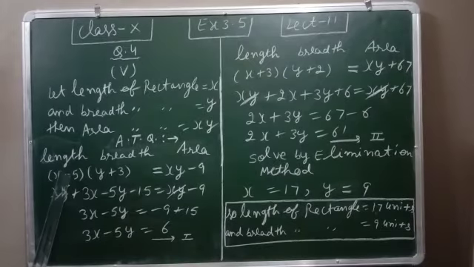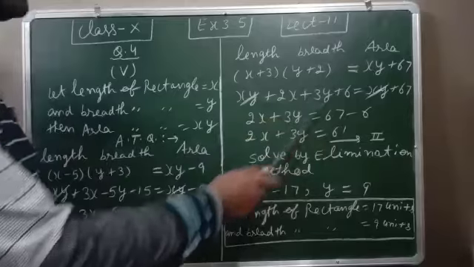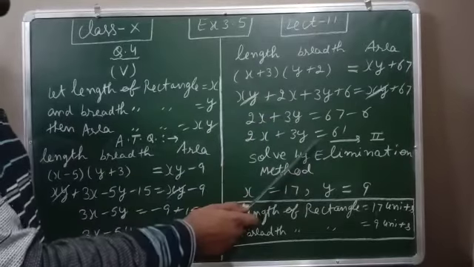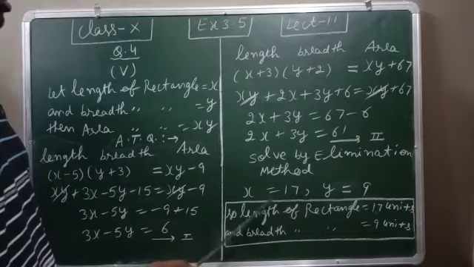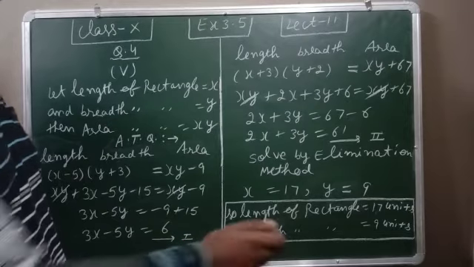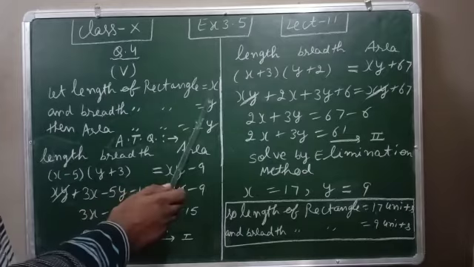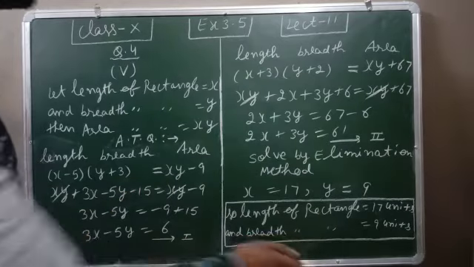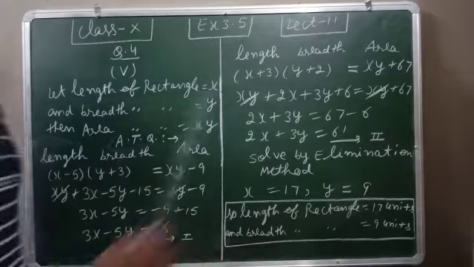So in the first equation, length decreases, breadth increases, area also decreases or reduces. In the second, length increases, breadth increases, area increases. So by solving this we get the second equation. Now we will solve these two equations by elimination method. x will be 17, y will be 9. So we will write the answer in words. Length of rectangle x means 17 units. Breadth of rectangle y means 9 units. So this is the answer.